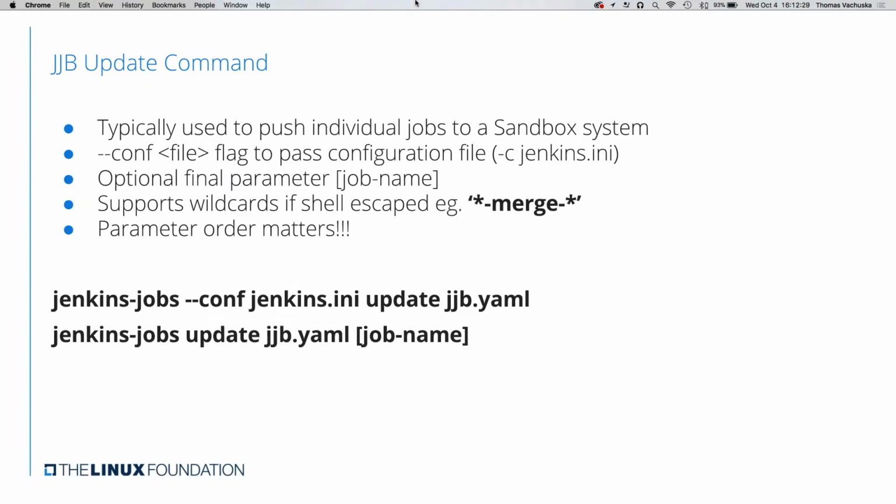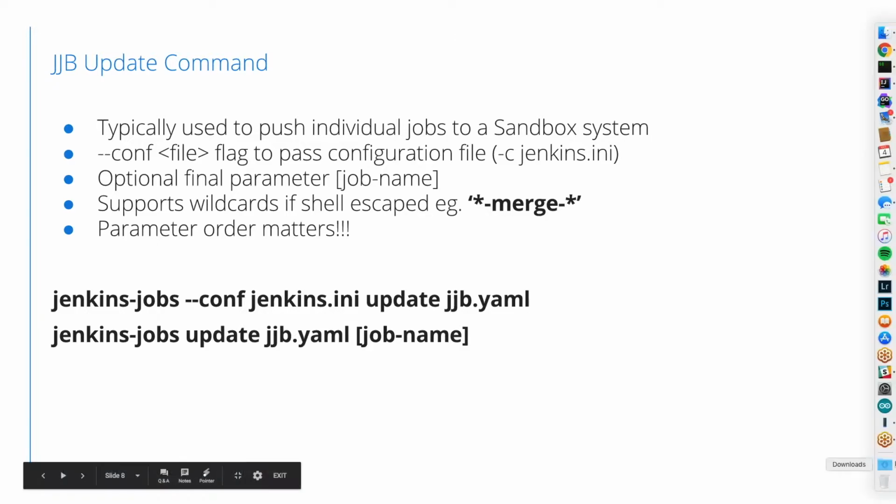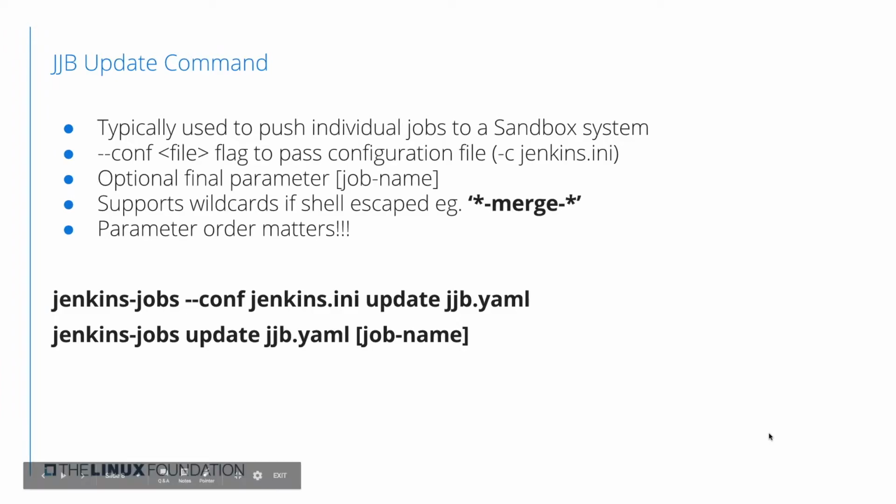The update command is similar to your test command, except that it pushes everything up to the production system and actually modifies it. If you have your Jenkins INI file configured properly, it will actually also delete out the old jobs.